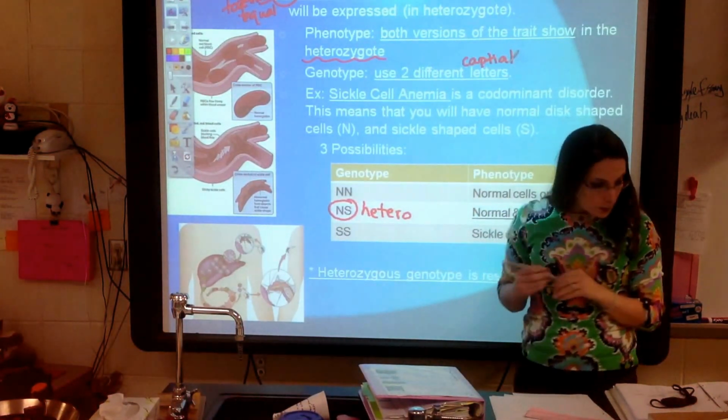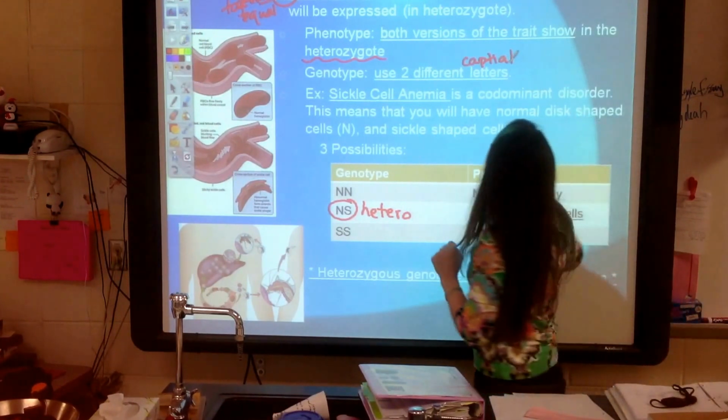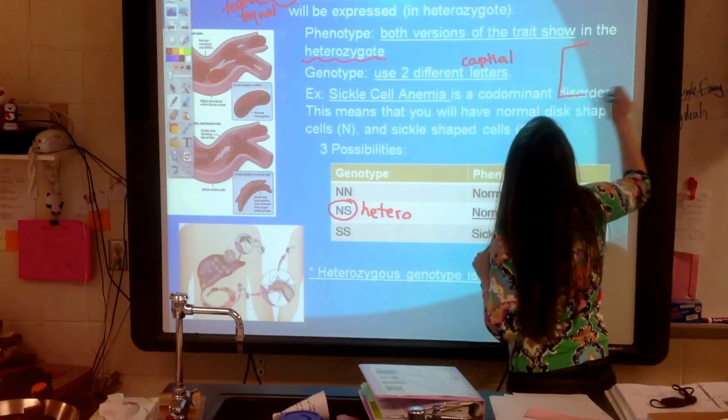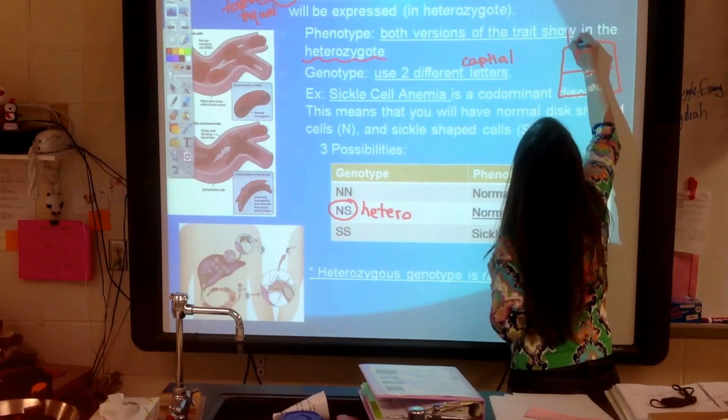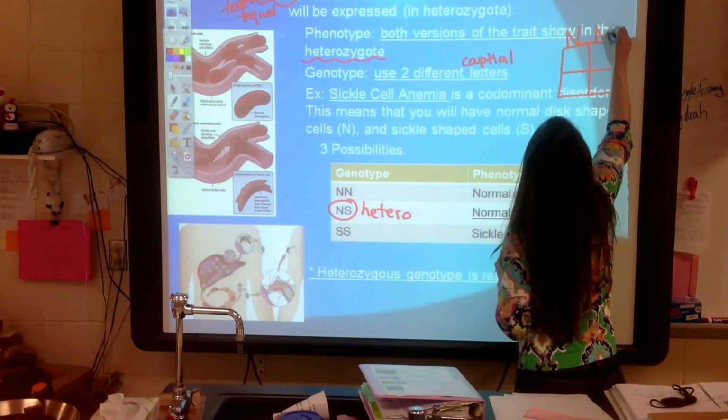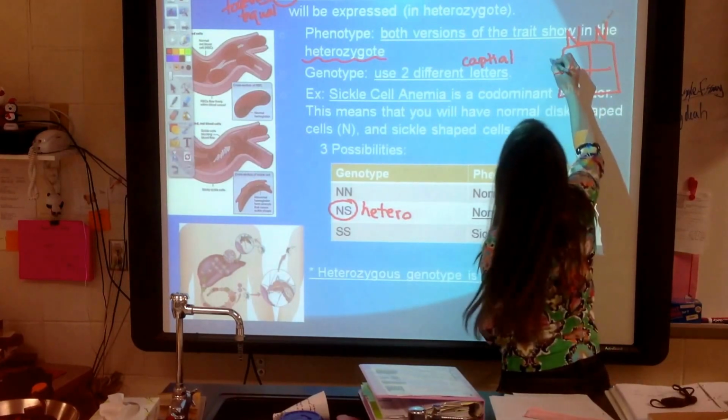So for example, out to the side on the left, what would it look like if we had a normal person with a person who had sickle cell?